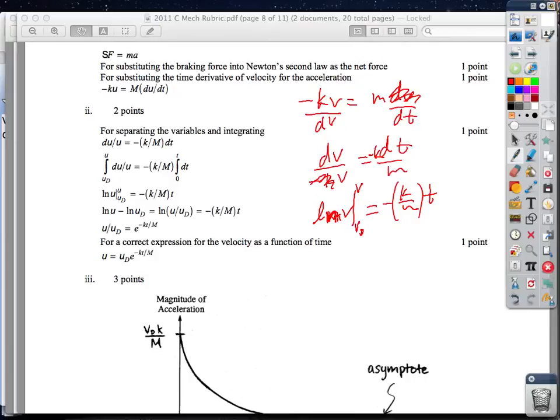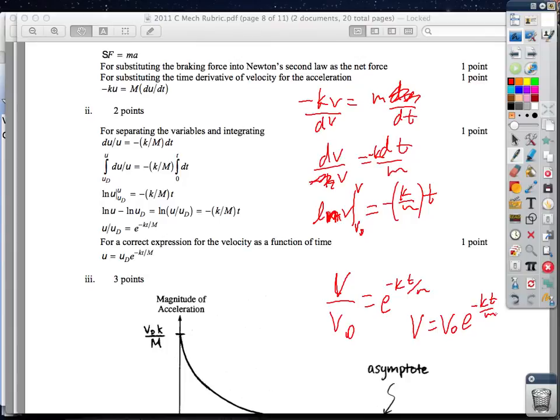And then taking both sides to the e. That's where they get v over vd is equal to e to the negative kt over m. And then their final expression, which says v is equal to v0 e to the negative kt over m.